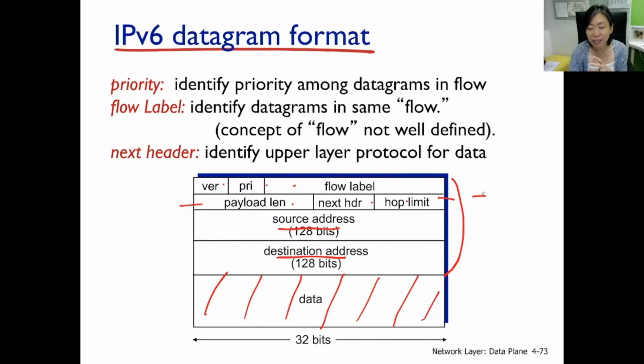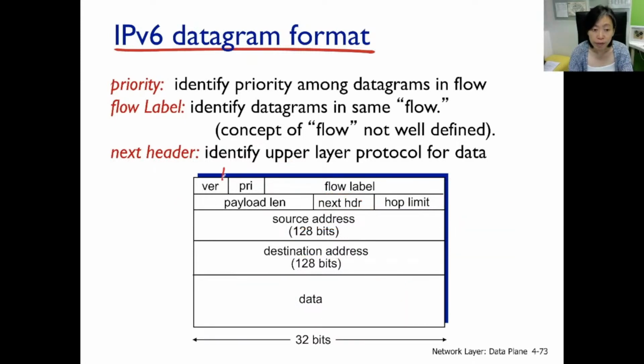Hop limit, this is just the TTL field, okay, just like in IPv4. Next header, it looks odd, we've never seen this before, but this is really the upper layer field in version 4. So what it does is, once we extract the payload, we actually forward the payload to what's indicated by this pointer here. And so further processing will be done using this handler on the payload. The version field, we also have this in version 4. So the only difference is that this value will always be 6 in version 6.